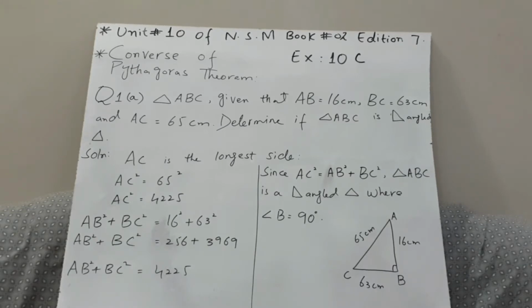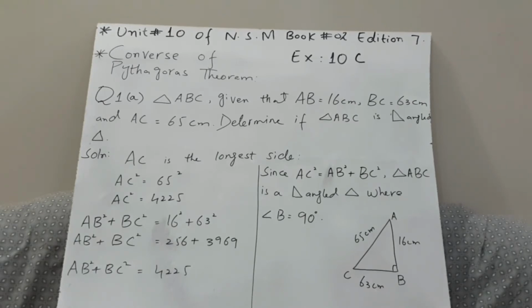So for this, as we have been given three side lengths, we can identify the longest side length, which is 65 centimeters of AC. So AC is the longest side. We have to take the square of that longest side, meaning hypotenuse AC square, which equals 4225. After taking the square of the longest side, we have to take the sum of the squares of the remaining two sides, and after taking their sum, it is coming 4225.